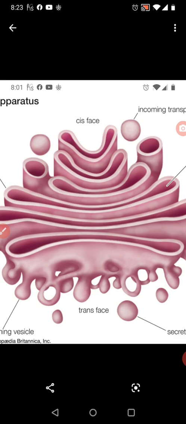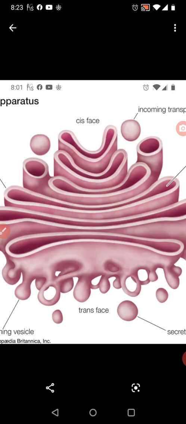Now, children, if you see these cisternae, they are arranged parallel to each other. And the same network we can see even in the endoplasmic reticulum. Now, children, suppose I gave you coins and said arrange them in a pile, you will arrange them neatly in a pile. That we call a stack.